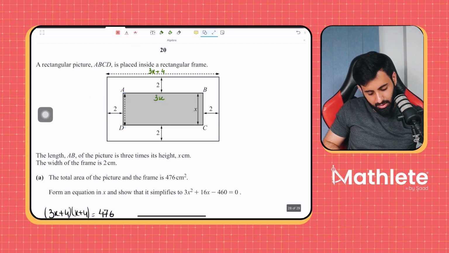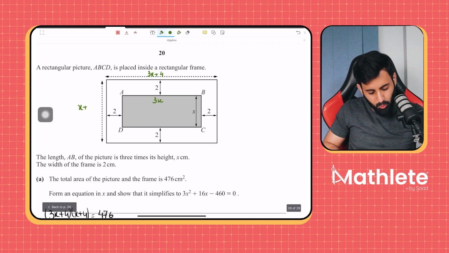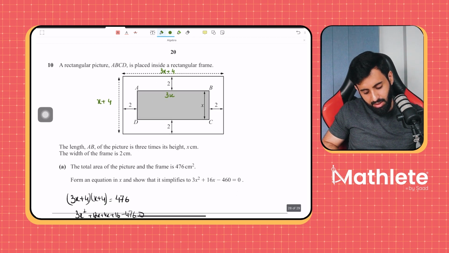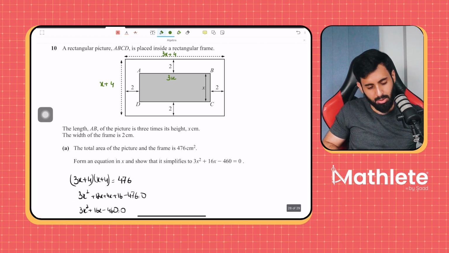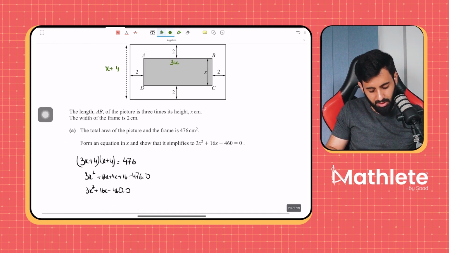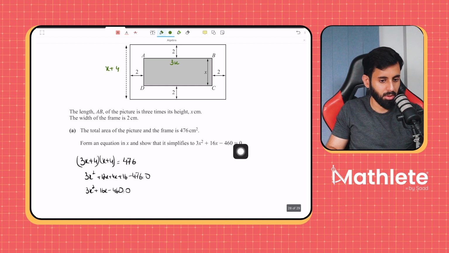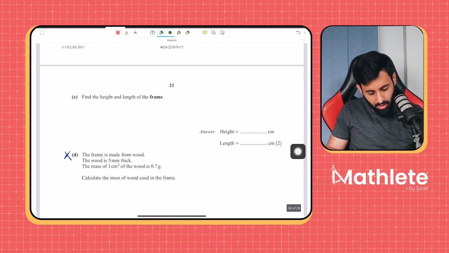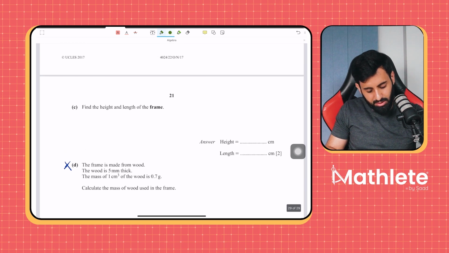Then the width. This is x. If you have 2 centimeters extending on both sides, that means it's going to be x plus 2 twice, which means x plus 4. Now, if you calculate this area, that means you've taken into account the frame as well as the picture, equated to 476, and it should boil down to what the question says. Then the question says, find the length and the height of the frame.